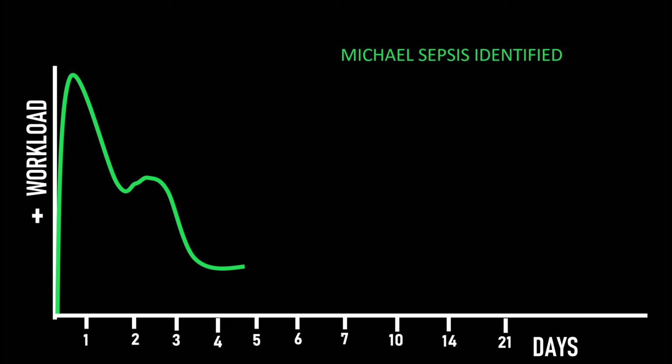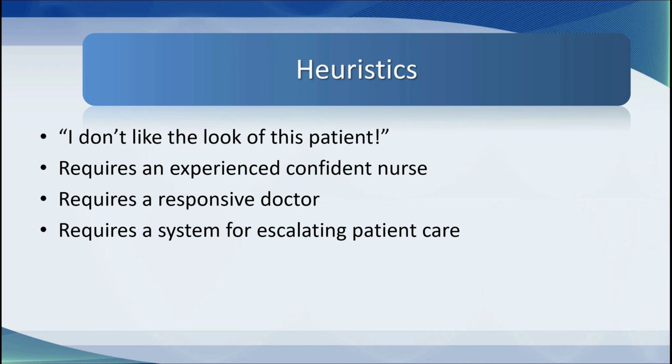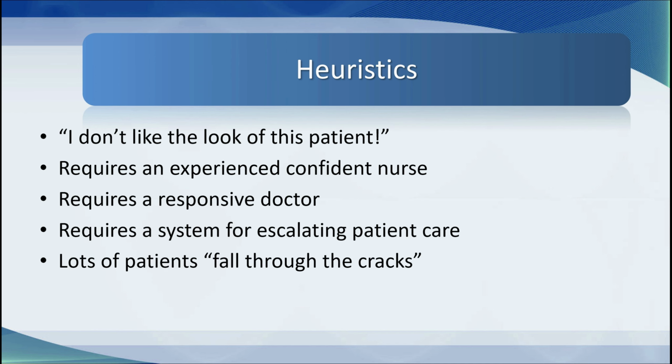So the key thing to ask yourself is, if I see Michael in the ED and the nurse is saying, I don't like the look of him, how do we identify the critically ill or deteriorating patient? Because heuristics are all very well, but for a nurse to spot that the patient doesn't look well, you require an experienced nurse. It also requires a responsive doctor who listens and executes. It requires a system for escalating patient care, because lots of patients fall through the cracks, and the first sign of trouble may be a cardiac arrest or the situation that Michael was in.